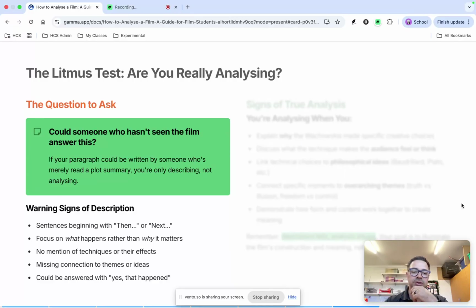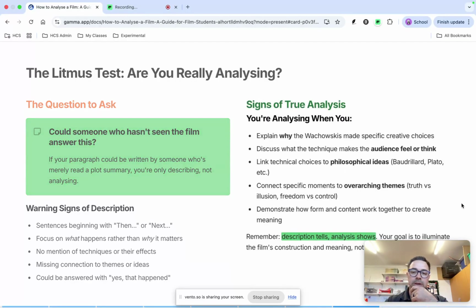So warning signs of this could be sentences like "then" or "next," focusing on what happens instead of why it matters. We are always going much deeper into why it actually matters. Okay. Then some signs that you are actually analyzing is when you're explaining why the Wachowskis made certain creative choices.